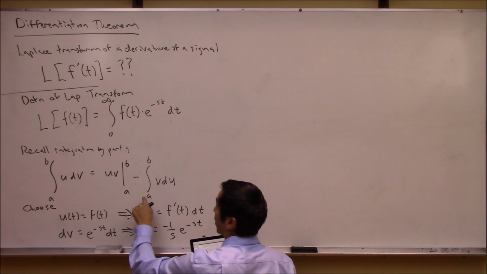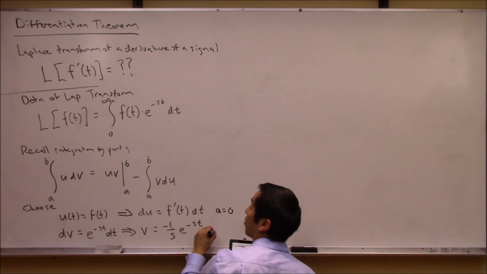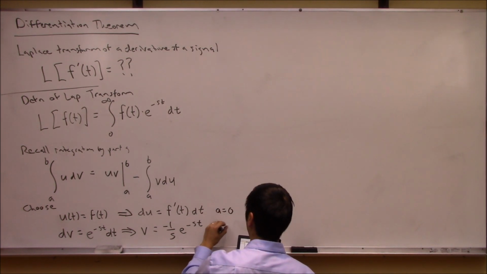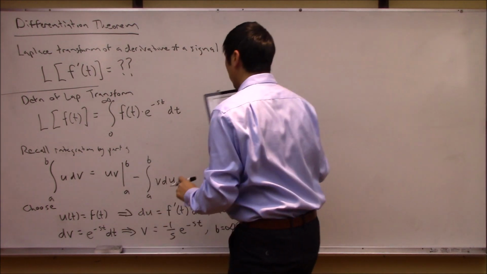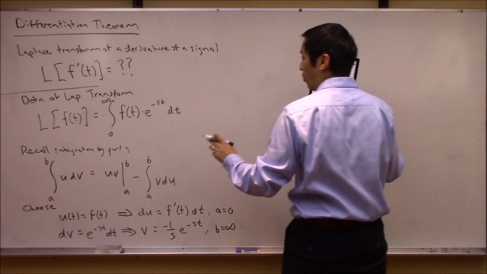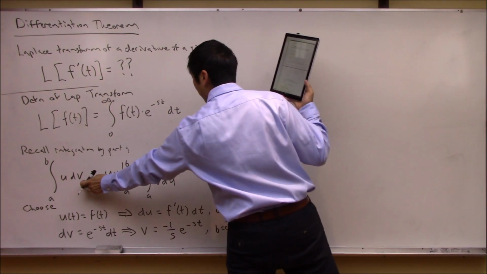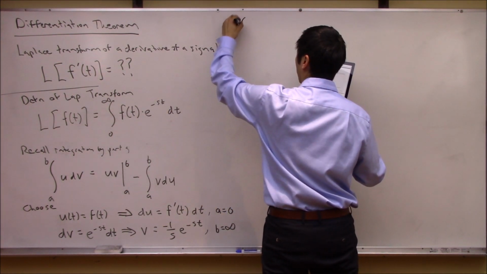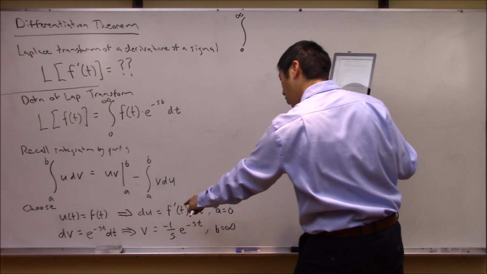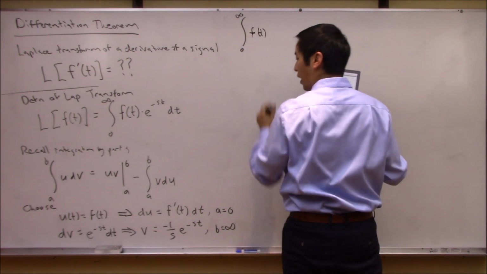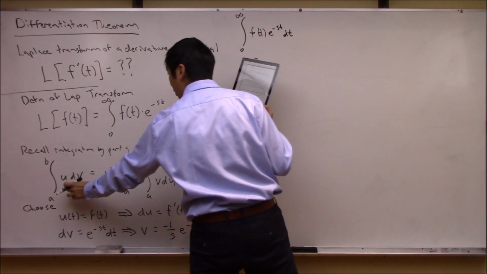And obviously, we see our integration limits. Maybe we should just write that down for completeness: a is 0, and b is infinity. Okay, plug all of these into our integration by parts, and what do we end up with? The left side is basically what we're looking for: the integral from 0 to infinity of u, which was f of t, and dv, which was e to the minus st dt. So the left side is totally fine, we matched up the left side.